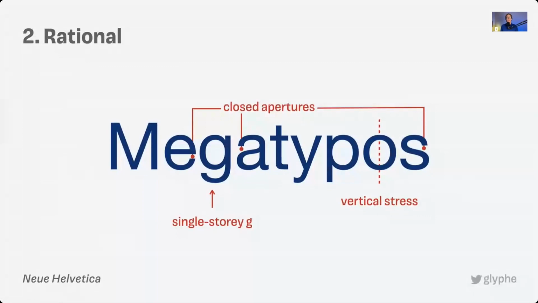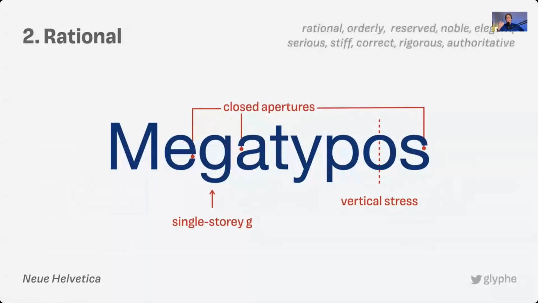So when I take a look at some adjectives here, it would be rational, orderly, reserved, maybe noble, elegant, serious, or stiff, correct, rigorous, authoritative. This all fits into this character only from its shapes.